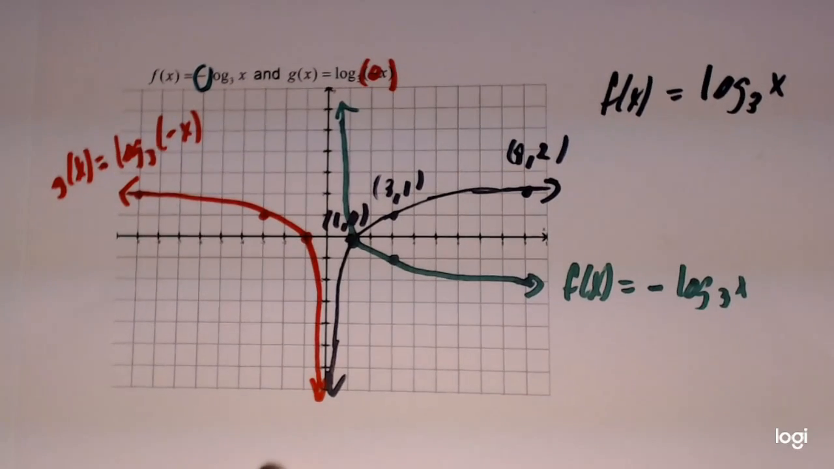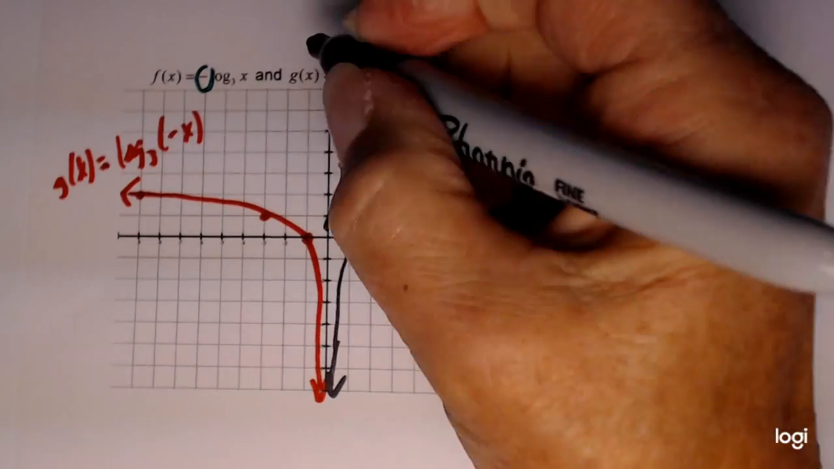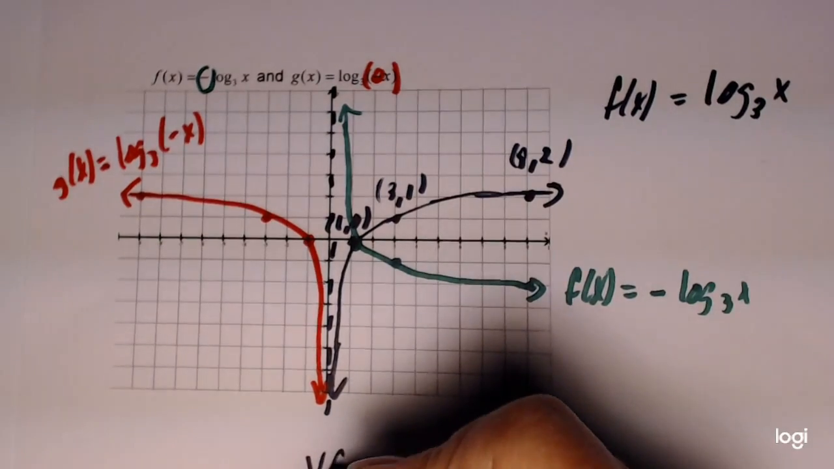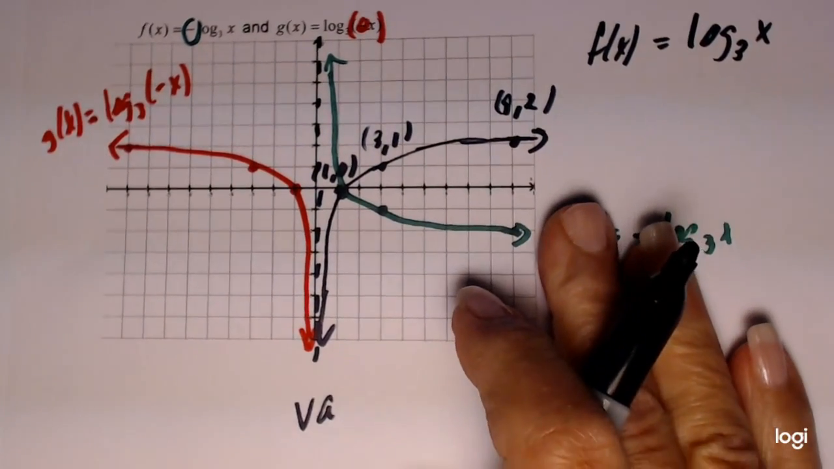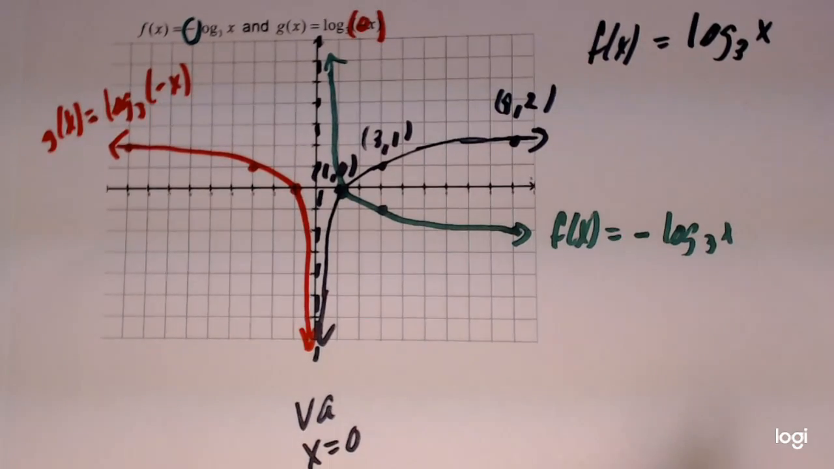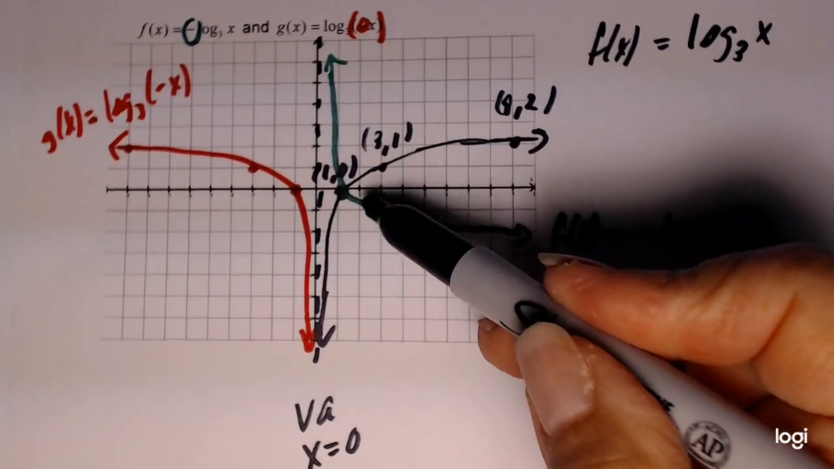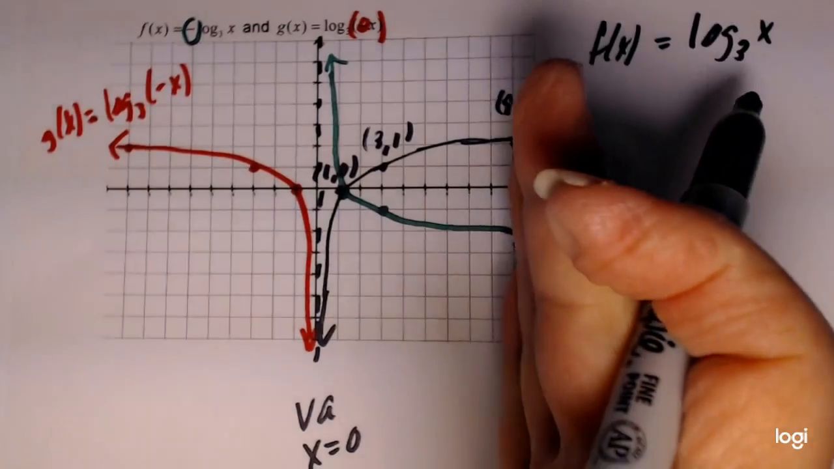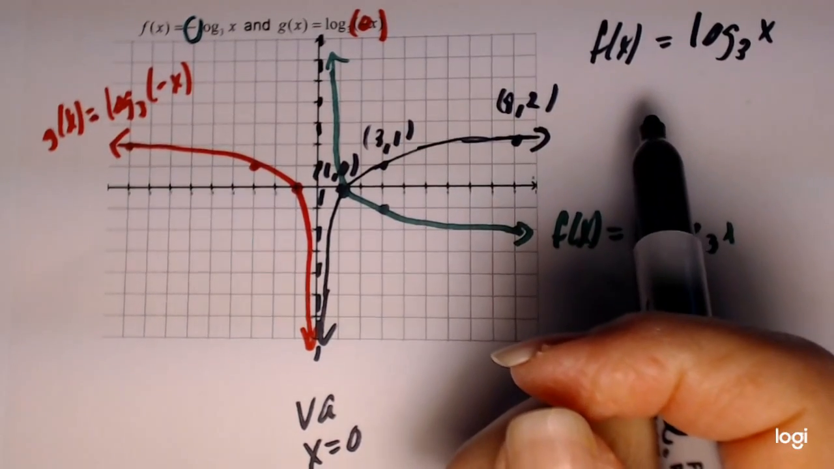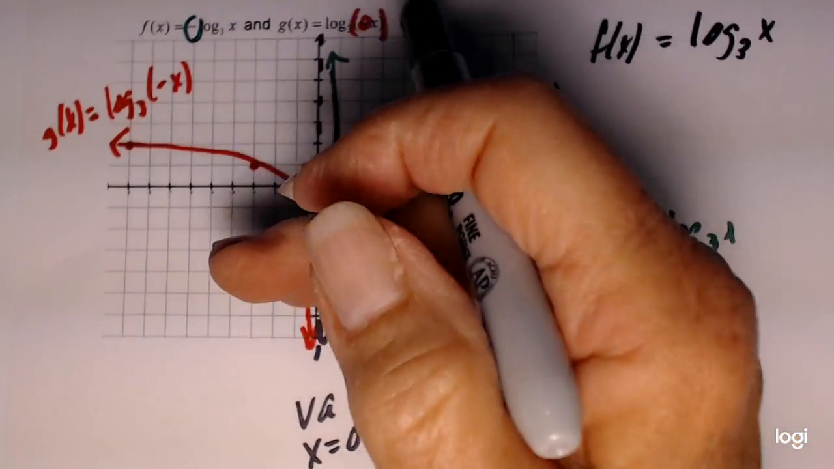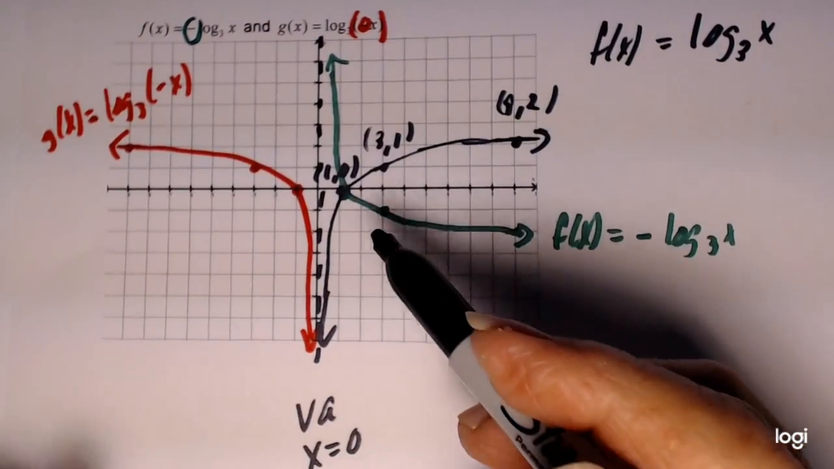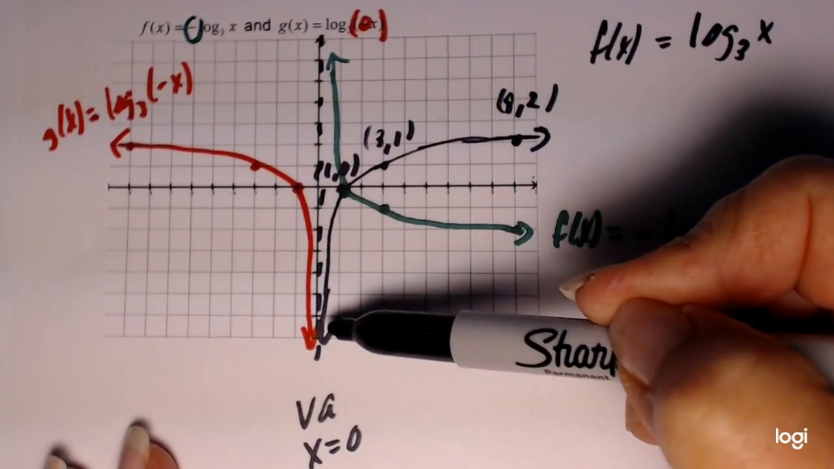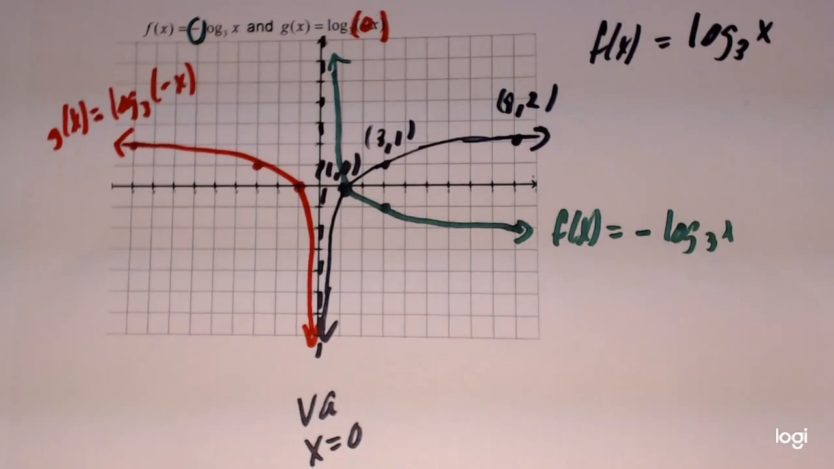Okay, let's take a look here at the vertical asymptote. The vertical asymptote is x equals 0. With these reflections, we can see the vertical asymptote has not been affected. We reflected the function over the x-axis and then over the y-axis, but we didn't have any shifts to move it away from our vertical asymptote. So that still stands, x equals 0.